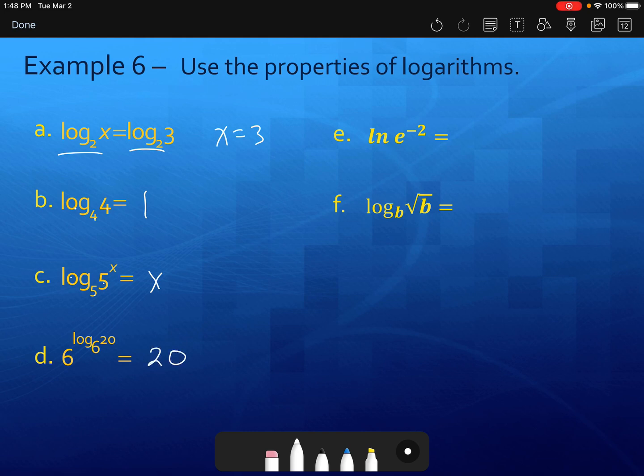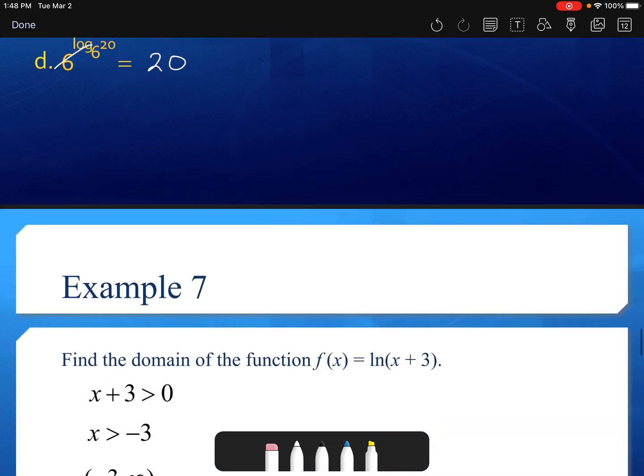6 to the log base 6 of 20 has to be 20, because these cancel out, basically. Remember, this is an e, right? So the natural log of e to the negative 2 is just negative 2. What is square root of b? b to the half, right? Remember, the answer to a logarithm is an exponent. So we don't want to mess with this symbol. We want to convert it to exponents. So it's 1/2.